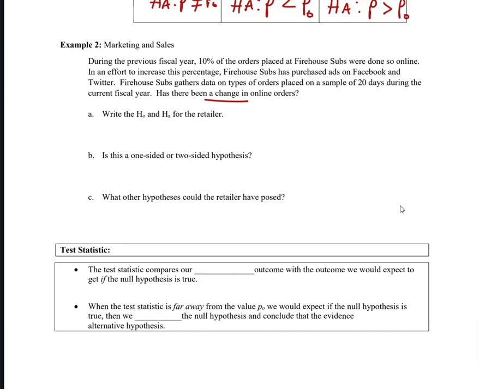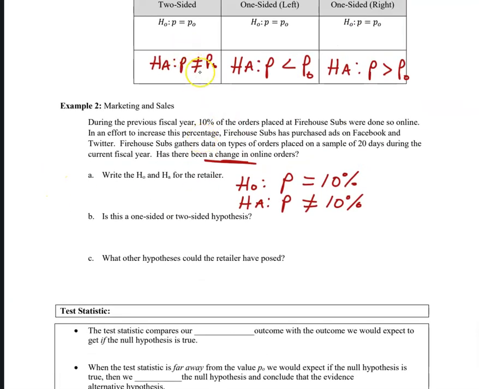Let's start with the null. The null hypothesis is that nothing has changed. It's still the status quo. P is still 10%. Nothing has changed. Your alternative, based on the research question, a change means it could be higher or lower. So we're going to say P is not equal to 10%. Is this one-sided or two-sided? Well, it's the not equal to case, so that would be two-sided.